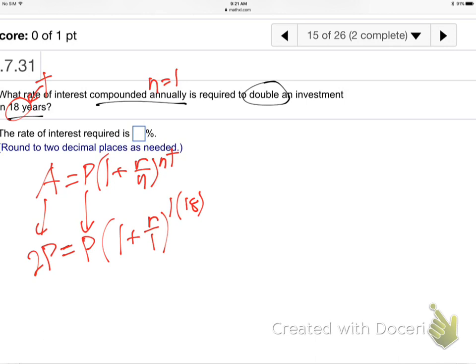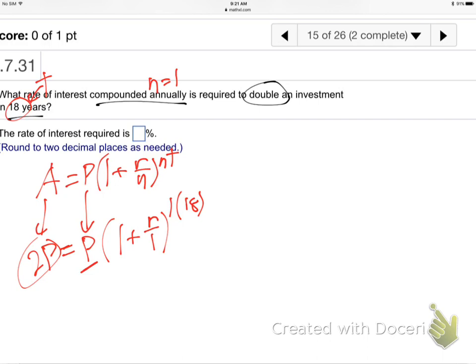Because what does it mean if you double? The amount is twice whatever the principal was. It's 2P. I don't know what P is, I don't know what the principal investment was, but I know the amount is going to become twice the principal, right? That's what it means to double. The amount later is 2P, twice the principal. Is that making sense? We good on that?